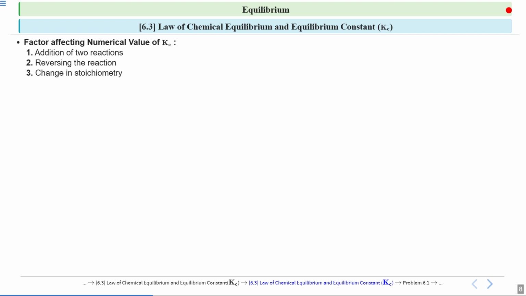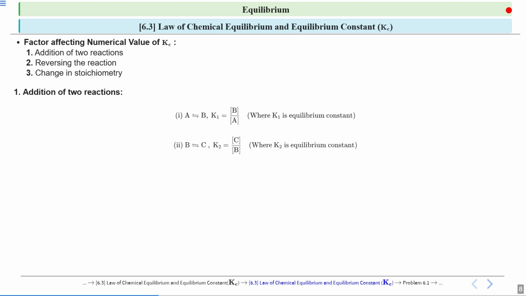Let's see how. Suppose we take the first case, which is addition of two reactions. Then what can we say? We can take two hypothetical situations. First is A going to B, and for that the equilibrium constant is K1. We can write it as concentration of B by concentration of A, and it's very obvious. You already know the law of mass action. We have applied it to finding the equilibrium constant, and we have said that if you want to find the equilibrium constant, you have to take the concentration of product divided by the concentration of reactant.